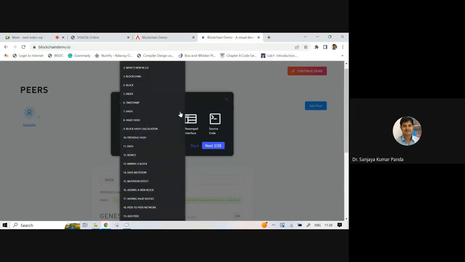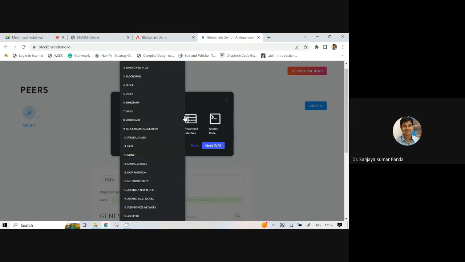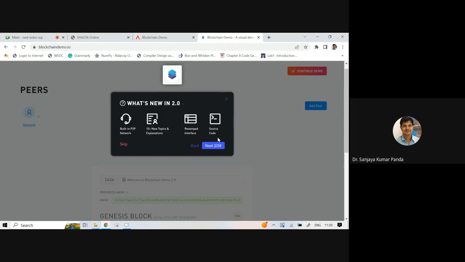So what is new in this particular version? They mention that you can build a P2P network. Here, if you notice, there is only one peer, called Satoshi, right? You can see the add peer button; if you want to add more peers, you can add them to this network. You also get some more explanation in 2.0 compared to 1.0, and source code in each and every step. If you want to see the source code in Python, you can get that as well.